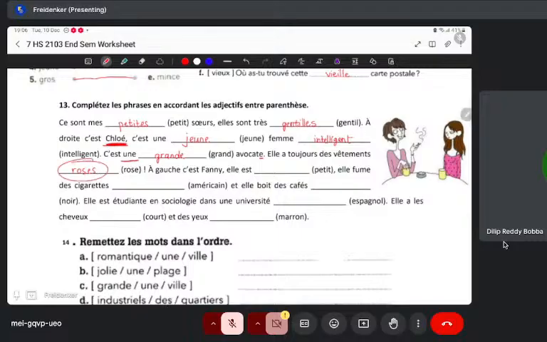Rose, okay. On the left, it's Fanny. I think, okay, Fanny is also a girl. L A, I mean L is there, feminine. So petite, elle est petite. She smokes cigarettes. What kind of cigarettes? American cigarettes. So nationality, right? So nationality comes after the noun.